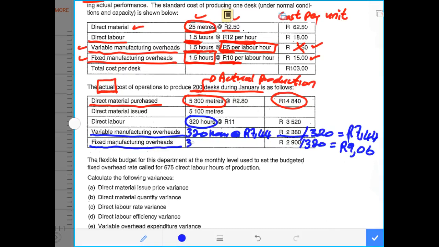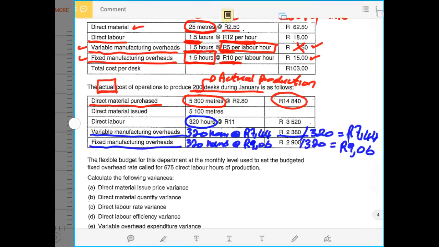So now we can also write this and say 320 hours, which is the same labor hours, because as I said to you, overheads are based on labor hours. 320 at 9 rand 6 cents. That is the information that we have just extended, which was not provided to us. But as I said to you, it is very crucial to know how to analyze the given information, how to convert the totals into per hour or per meter. So now we have done that comparison.